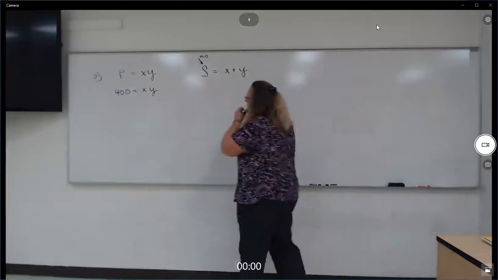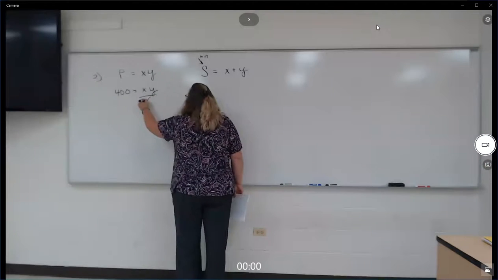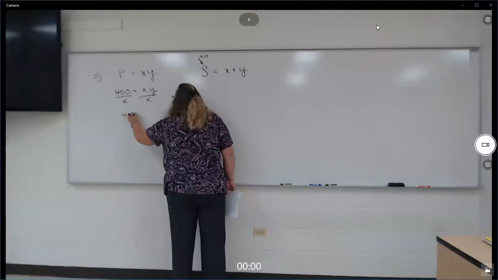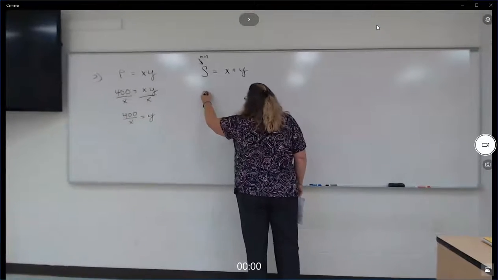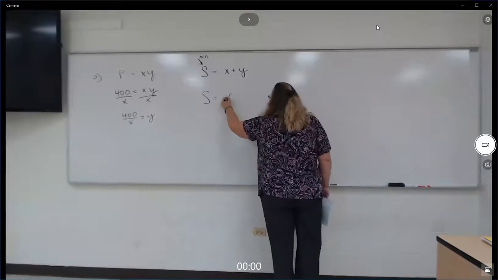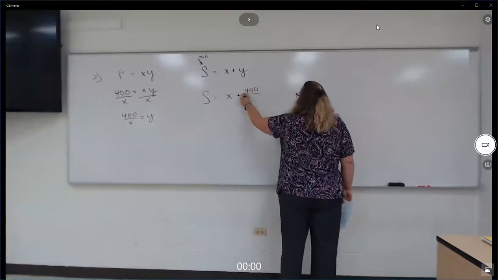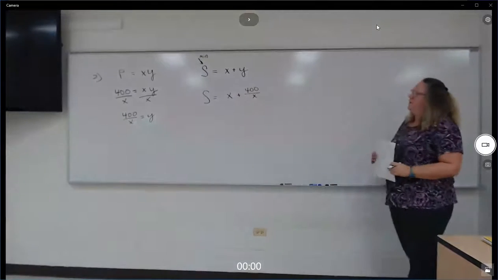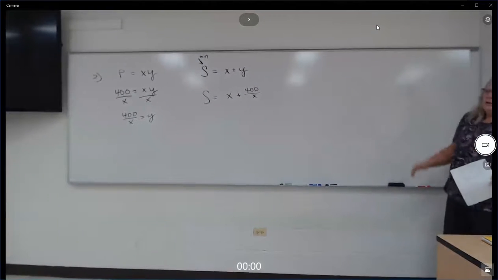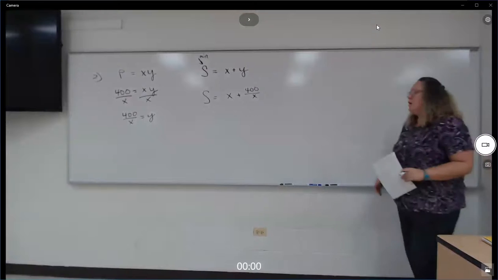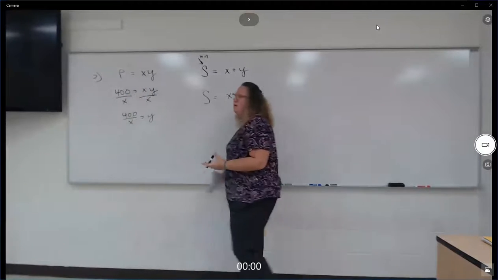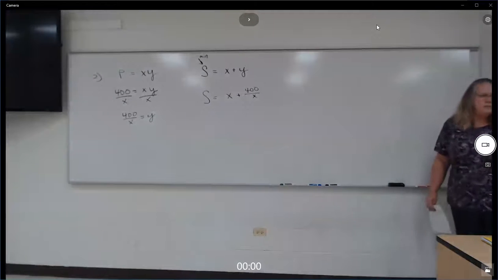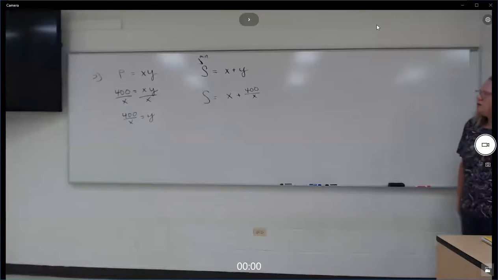All right, so this was just a little bit harder. We solved this for y, we're going to have to divide. 400 over x equals y. And now we got to plug that in. So we've got s equals x plus 400 over x. You just plug that in for y. So you're going to take that first equation. You can solve it for either variable. Most of the time I solve for y unless I can really see that there's a benefit for solving for x. Just mainly out of habit more than anything.